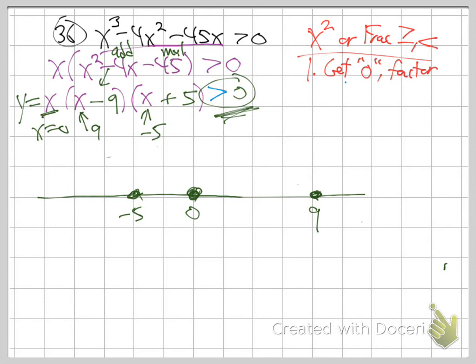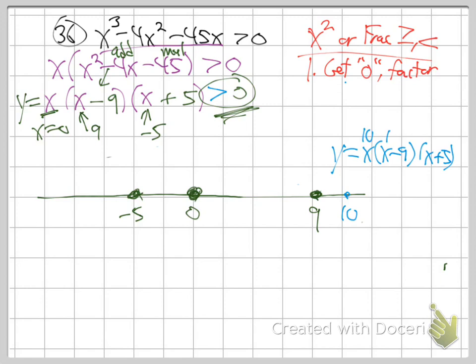You can either plug in, or you can use the end behavior, bounce pass-through thinking. Either one. Both will work. I'm just going to plug in like 10. Sure, do that. You'll find out whether it's positive or negative, above or below, right? You can plug into the original, any of them, doesn't matter. So I'll just take y equals x, x minus 9, x plus 5. That's what I'm trying to graph, and find out where that function is greater than 0.